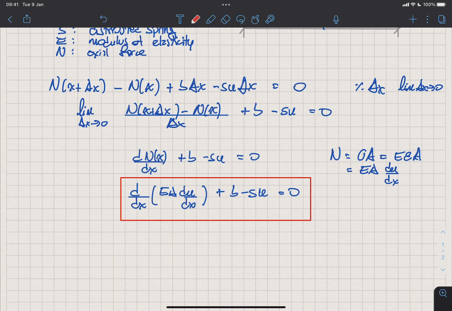And of course, what we want is for that to be satisfied for every single point along the bar. If we find a solution that satisfies this equation and the boundary conditions everywhere along that bar, then we have found the exact solution to the problem. So this has to be valid. Let me put it like this.